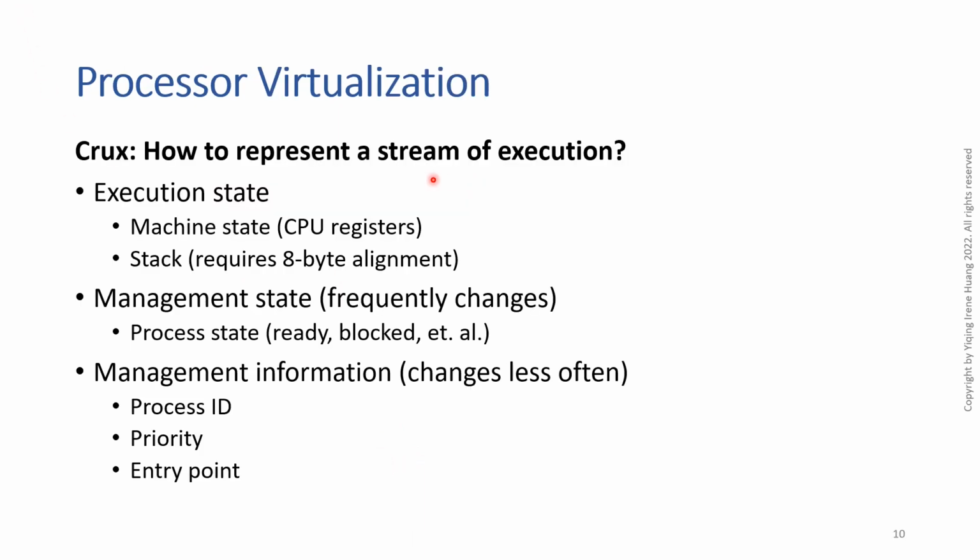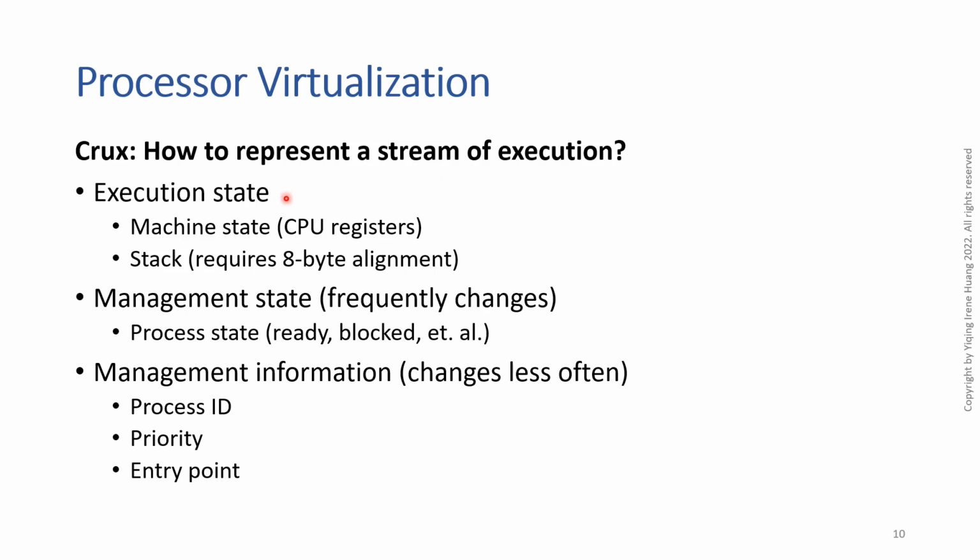In order to support a multi-programming kernel, we need to be able to support multiple processes. So what we're really doing is virtualizing the processor. We only have one processor on this particular board, but we want to have the illusion that we have multiple processors. Now the question is, how do we virtualize the processor? A processor is used for execution of instructions, so the question becomes, how do we represent a stream of execution?